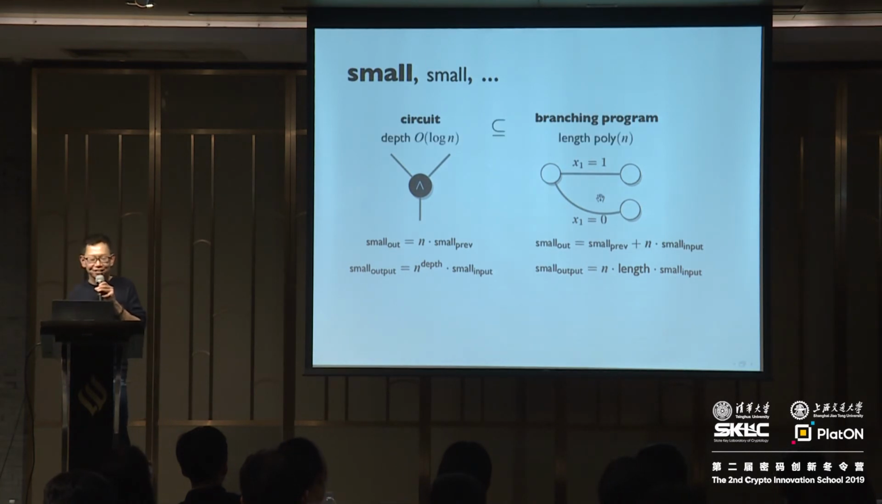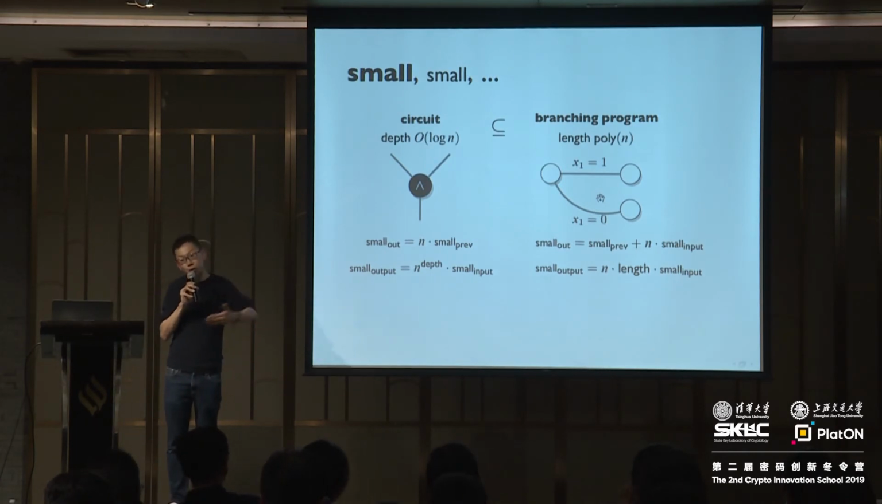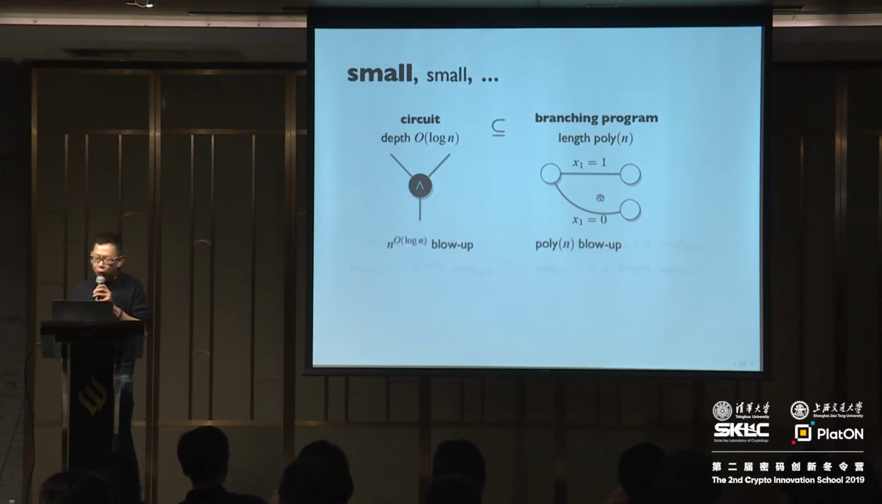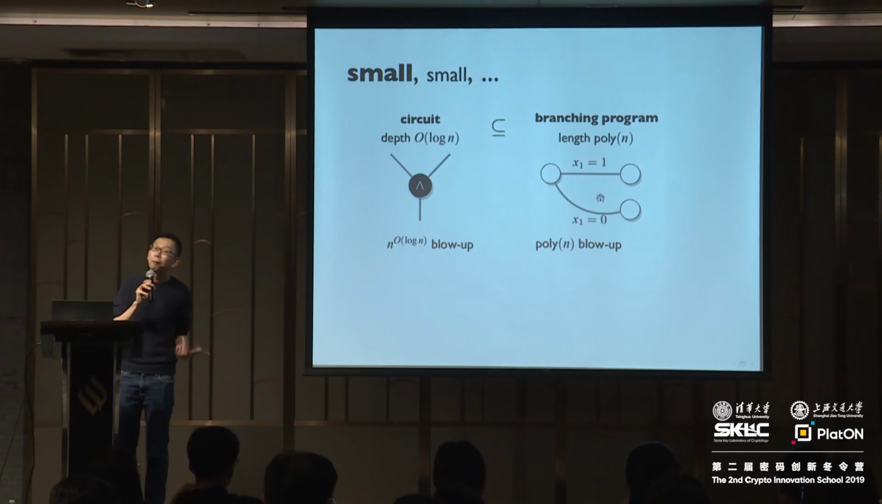Right? And now if you use the fact that log depth circuits can be computed by branching programs of polynomial length, then you end up in a situation where if you work with branching programs, you get a noise blow up that's polynomial in n, because the noise only increases by the length of the branching program, compared to n to the log n, which is what happens when you deal with log depth circuits.